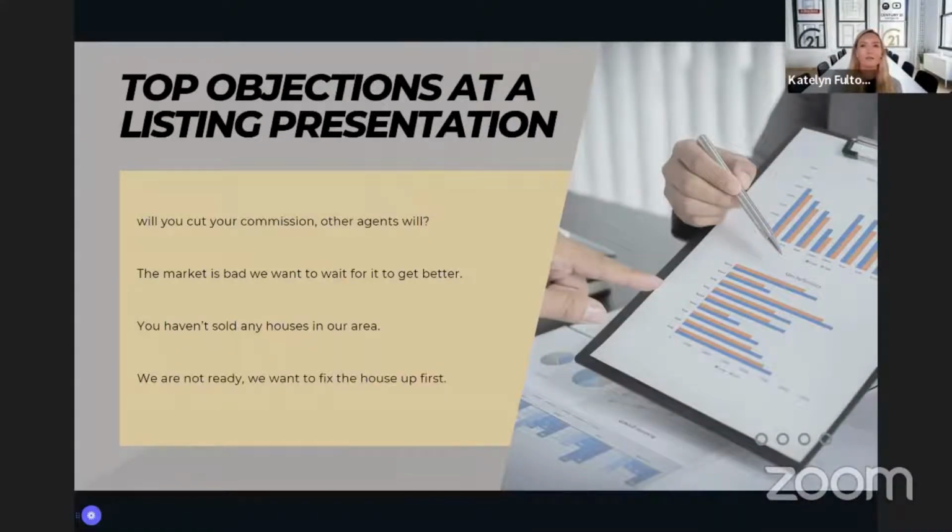The market is bad. We want to wait for it to get better. That's going to be a very common one that you guys hear, in this market. You haven't sold any houses in our area. I haven't seen your name on any for sale signs, but I see this person all over. We're not ready. We want to fix the house up first. We got some things to do.